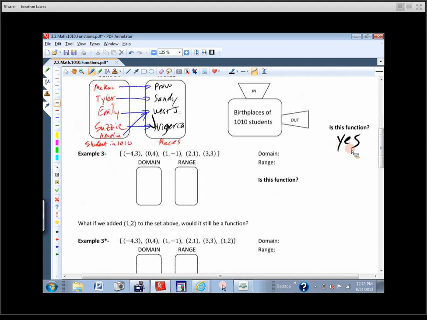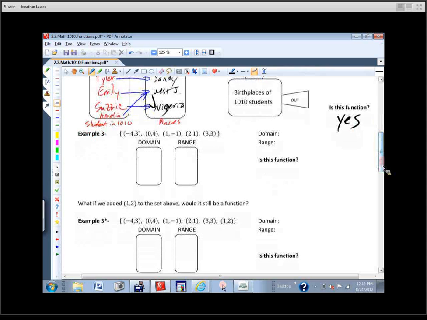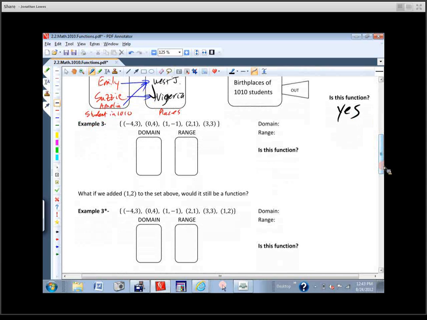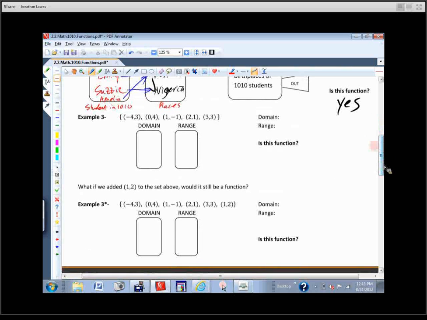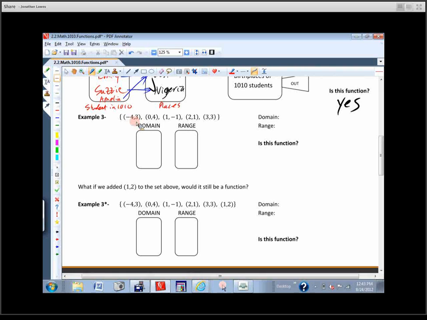Okay, now let's go back to looking at numbers. So on this one right here, you can also represent, in addition to just talking about words or using formulas, we could represent it with sets of numbers. So here's an XY pair, -4, 3, 0, 4, 1, -1, 2, 1, and 3, 3. So let's write down what the domain is. The domain is -4, 0, 1, 2, and 3.